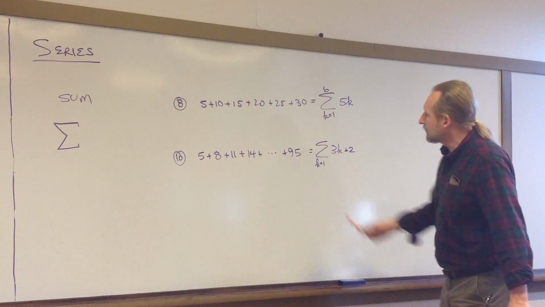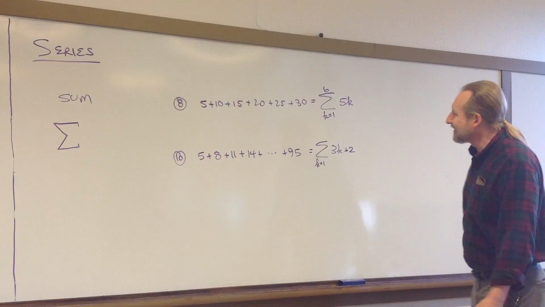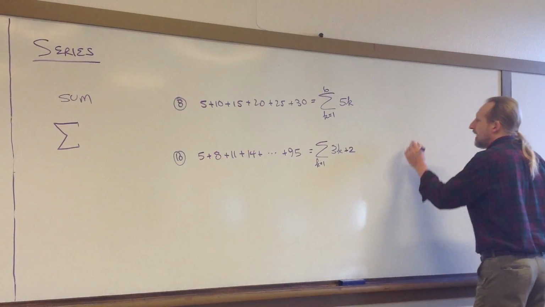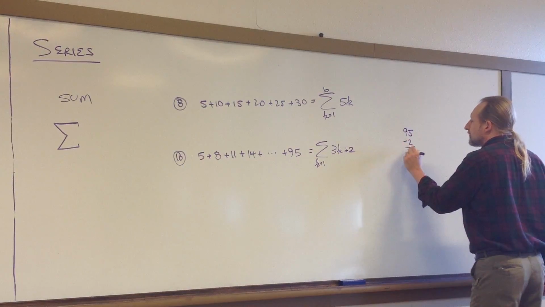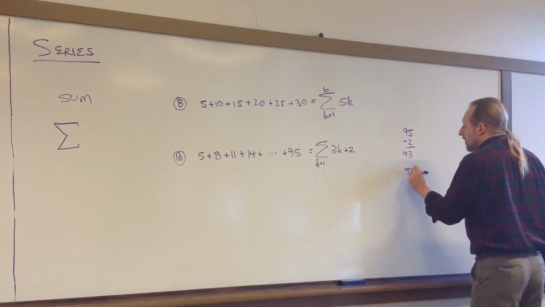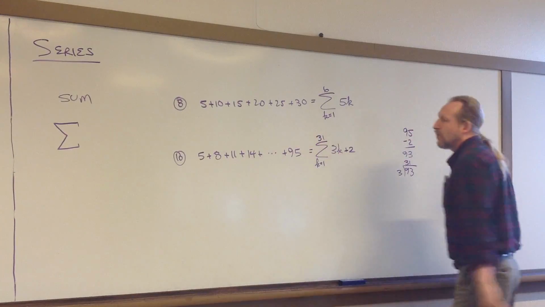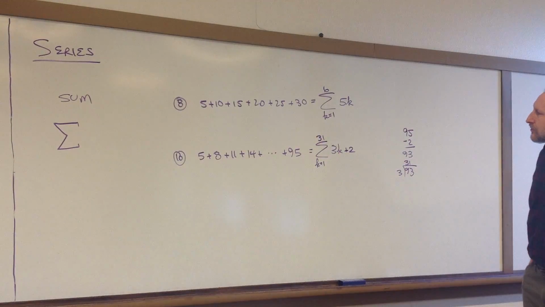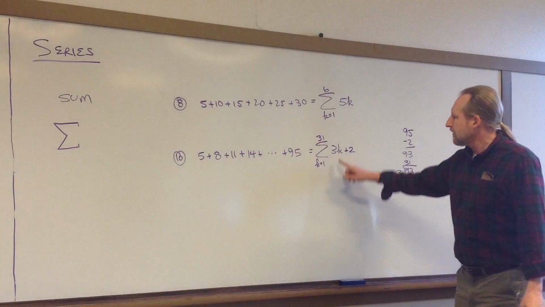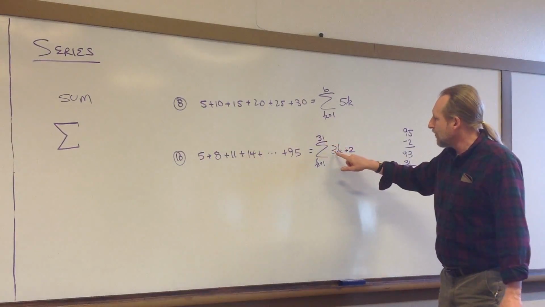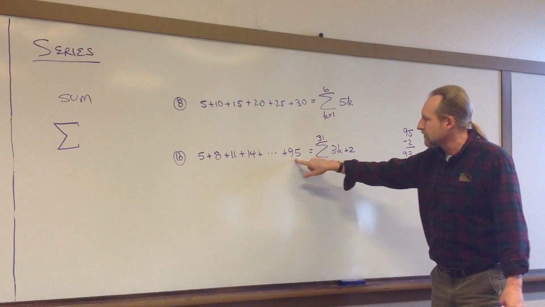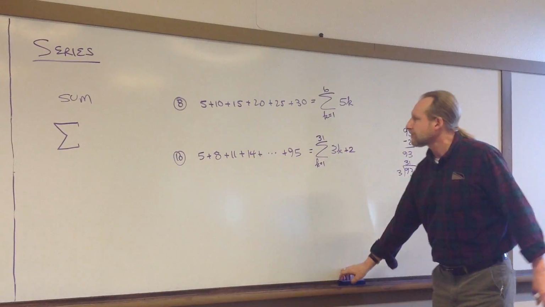Now the question is, how far is k going to go? Well, what I would do to figure that out, I would take the 95, subtract 2 from it, and then divide this by 3. And so that'll give us 31. You can do guess and check, works just as well. But now, so k equals 31. There's our 93 plus 2 gives us 95.